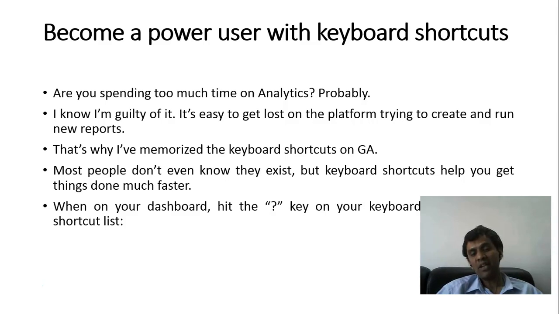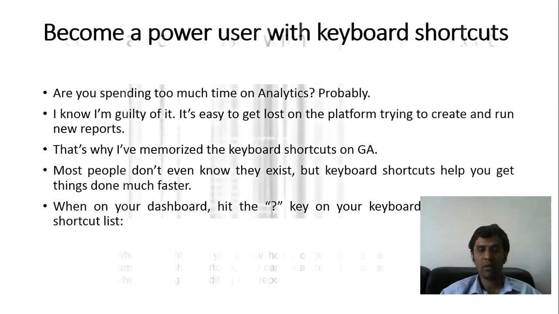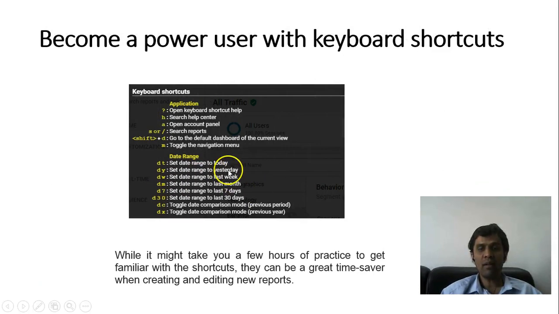When on your dashboard, hit the question mark key on your keyboard to pull up the shortcut list. Please refer to this snapshot for keyboard shortcuts. Okay, so this can help you achieve a fair amount of information. For example, in the first section you will find keyboard shortcuts which are related to the application, and in the second section you will find keyboard shortcuts that are specifically related to date range.